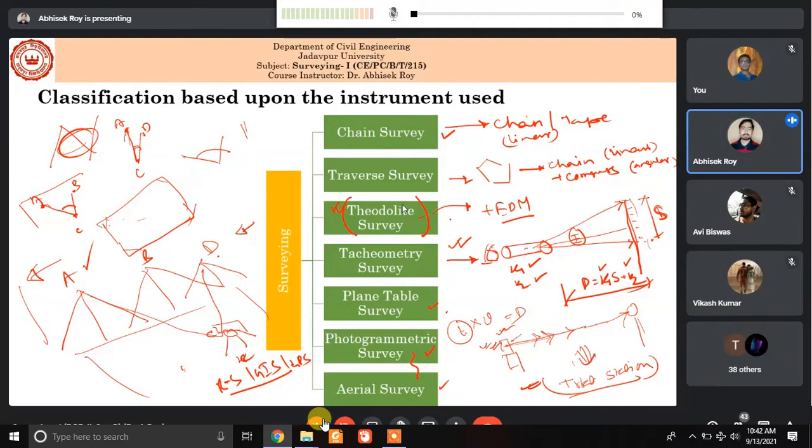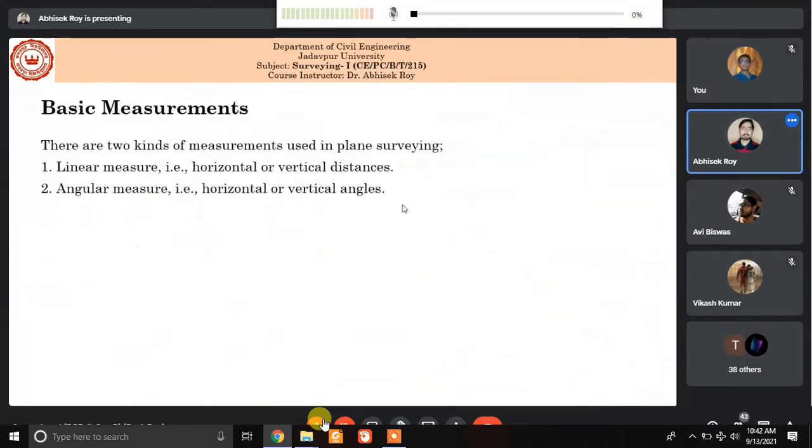Okay, any other question from this part? Otherwise we will move to the next slide. Okay. Okay, so let us move to the next slide. I guess it is clear to everyone, right?